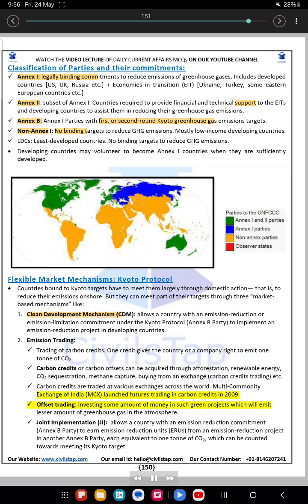Offset trading, investing some amount of money in such green projects which will emit a lesser amount of greenhouse gas in the atmosphere. 3. Joint implementation allows a country with an emission reduction commitment, Annex B party, to earn emission reduction units (ERUs) from an emission reduction project in another Annex B party, each equivalent to 1 ton of CO2, which can be counted towards meeting its Kyoto target.